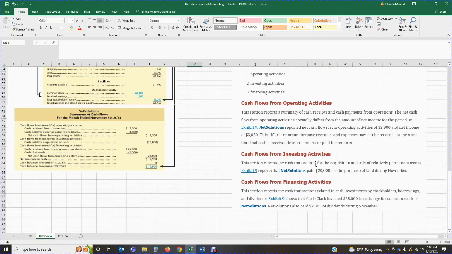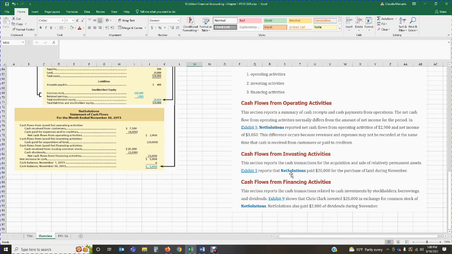Next, we have cash flows from investing activities. In this section, we report the transactions for the acquisition and the sale of relatively permanent assets. And then cash flow from financing activity. This section reports the cash transactions related to the cash investment by stockholders, borrowings, and dividends.